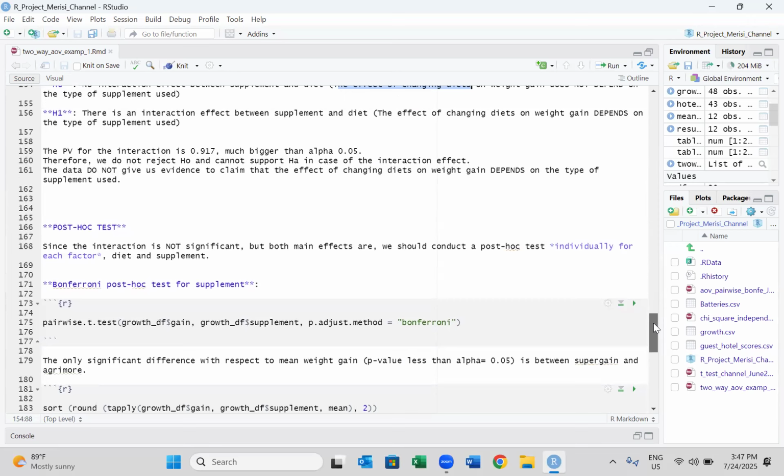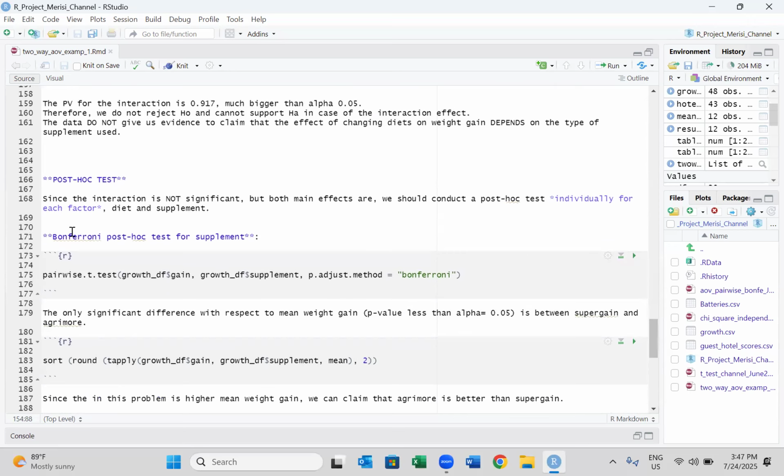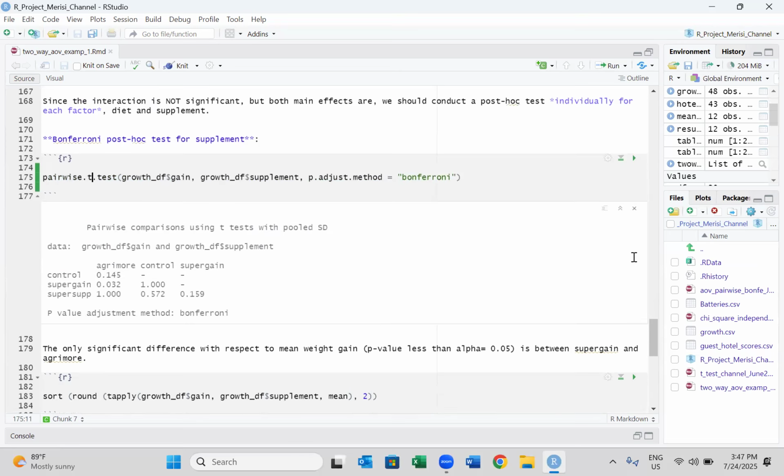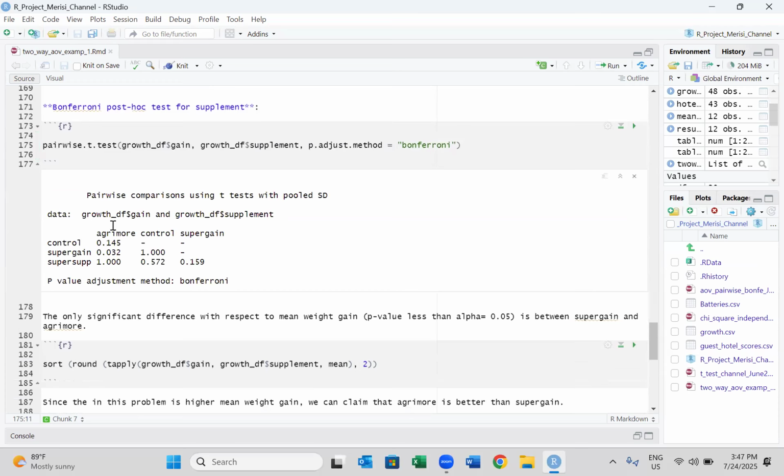Let's start with supplement. This is the Bonferroni test for supplement using this function. Again, check out my previous video so that you understand what that code does. Okay, that's the output from the Bonferroni test, and what we need to look at here is the p-values less than alpha. But there is only one p-value less than alpha in that matrix. That p-value is the only one that is less than alpha.